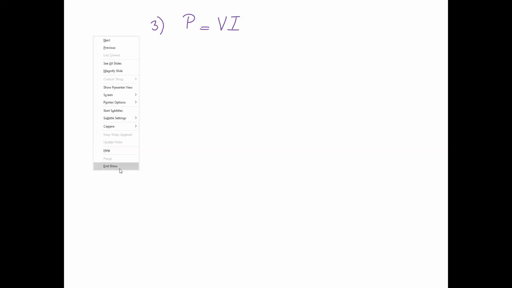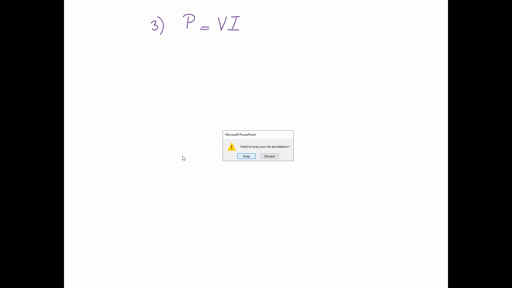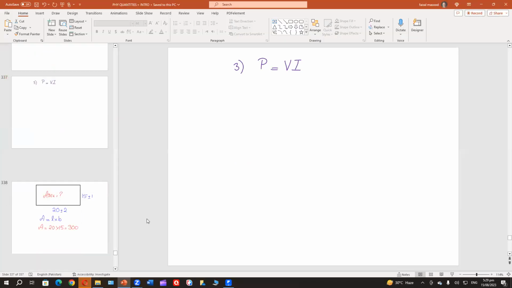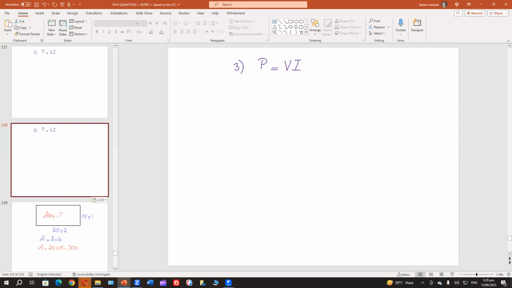See the example, a very famous formula, P is equal to VI. When you write this formula, you must remember that the formula means power. Power is equal to voltage into current.